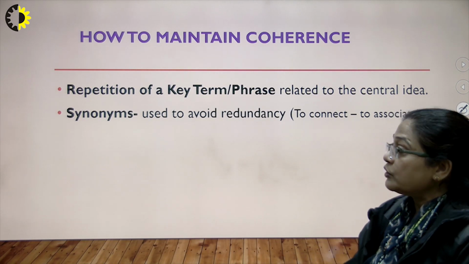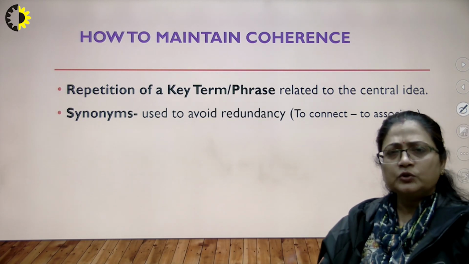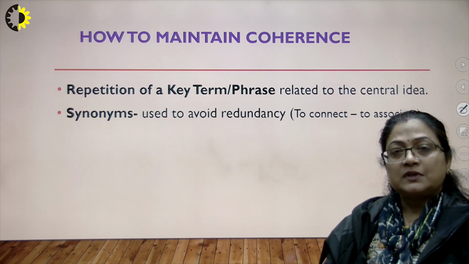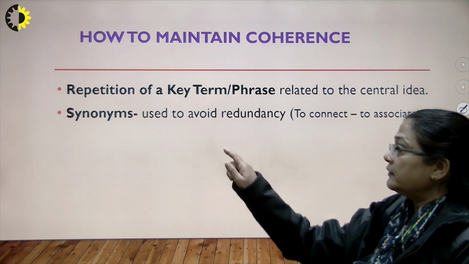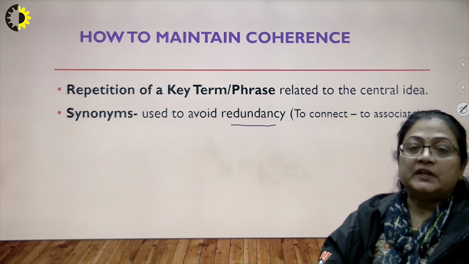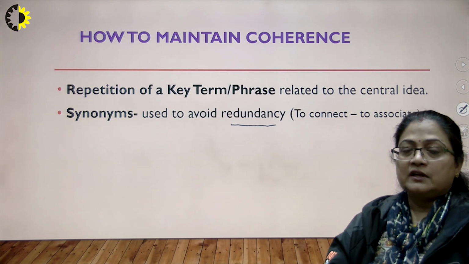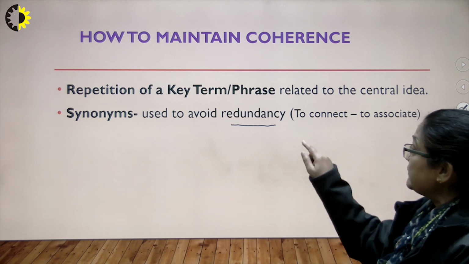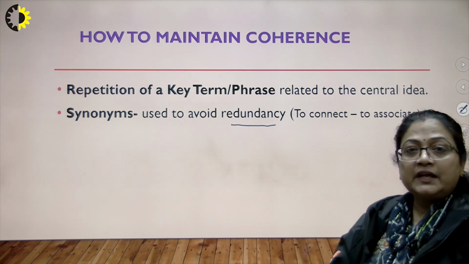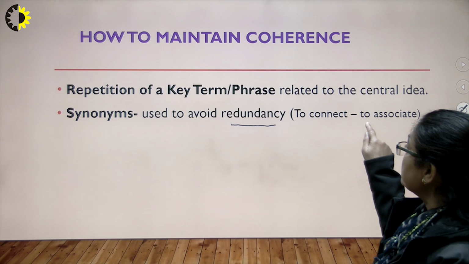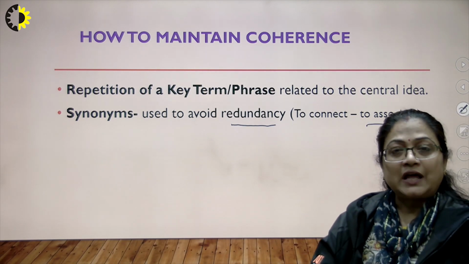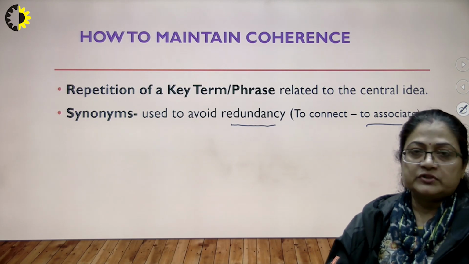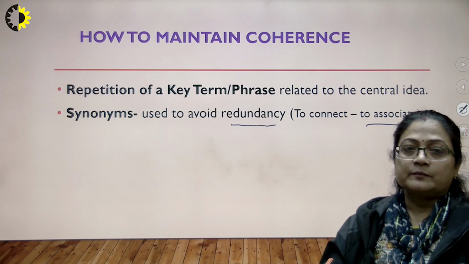Next is use of synonyms. Synonyms are the words with similar meaning. So, we have to use sometimes the synonyms to avoid redundancy, because the same term repeated again and again becomes redundant. To avoid redundancy, we can use synonyms. For example, I have given this example. If we want to say to connect, next time we can say to associate, right. So, that is to bring freshness and to break the monotony and avoid redundancy.